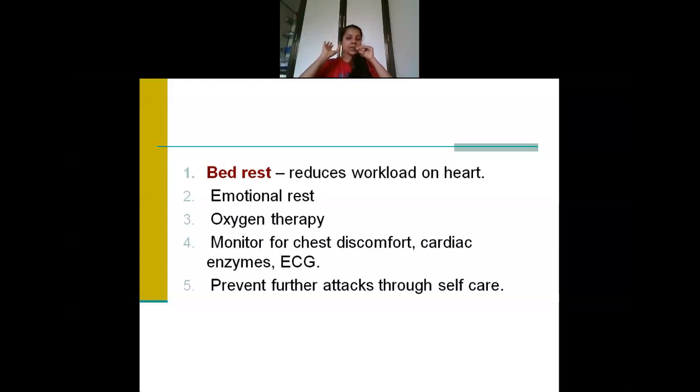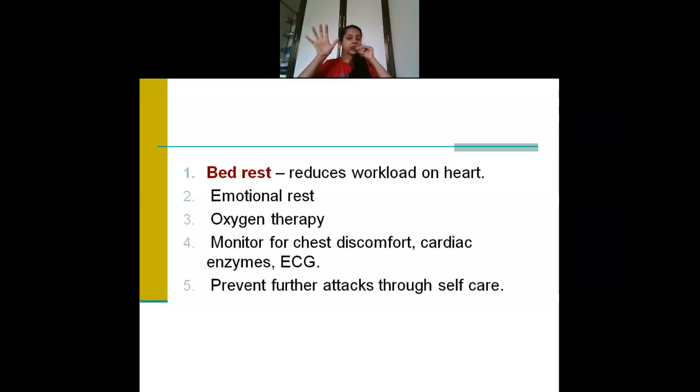Next is emotional rest, that is reducing the stress or tension, that is the best thing, so that you will not be tensed and it will not stimulate your sympathetic nervous system. Next, I told already, in an emergency we will usually start with the oxygen. Then next, what you have to do is monitor for the chest discomfort or chest pain and monitor the ECG. When the patient is connected to the cardiac monitor, check for the oxygen saturation. Immediately when a person comes with chest pain, they will collect the blood investigations. Along with that, the most important blood investigation is cardiac enzymes, isn't it?